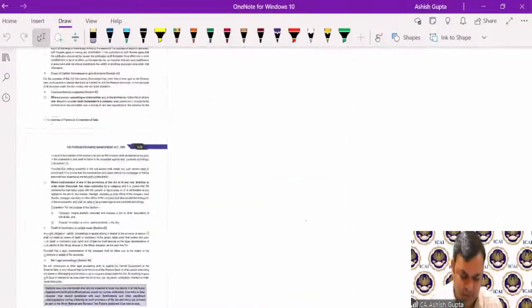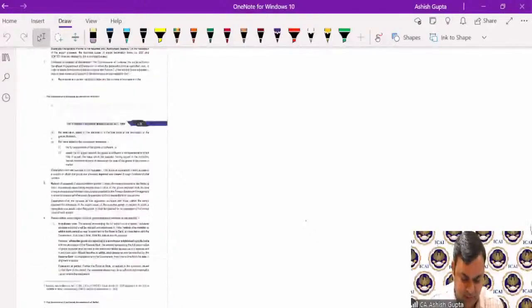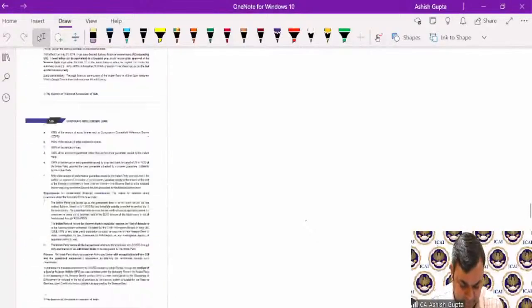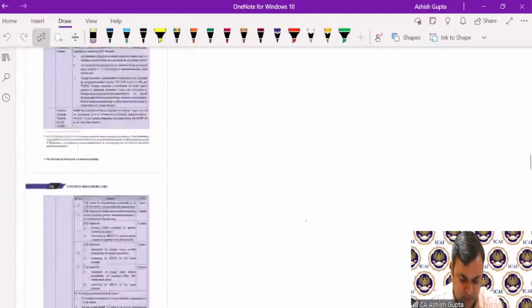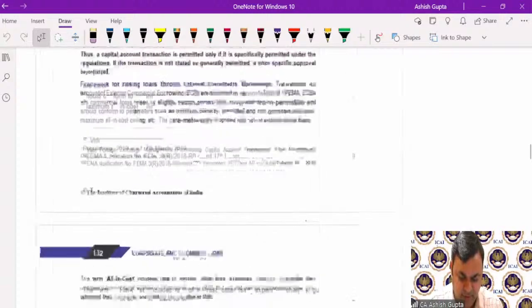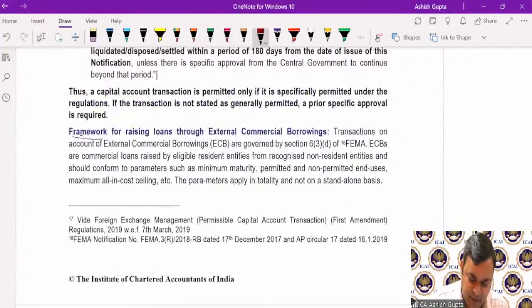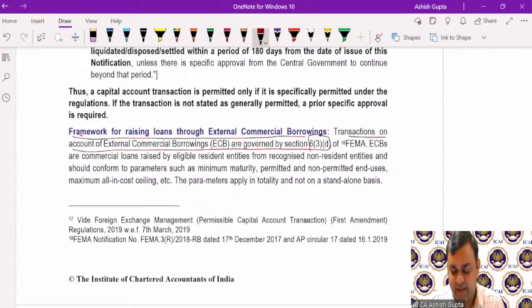So this is your study material part. You can refer to it for the ECB part. So this is your ECB guidelines part. Framework for ECB. Framework for raising loans through ECB. Transactions on account of ECB are governed by Section 6. And whenever we see this Section 6, it means we are talking about capital account transactions of FEMA. Obviously, we are raising a loan, so the loan will hit our balance sheet. So that will definitely fall under capital account transactions, right?